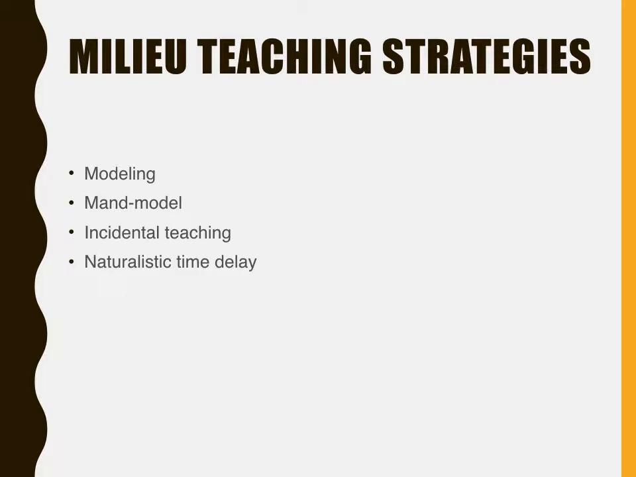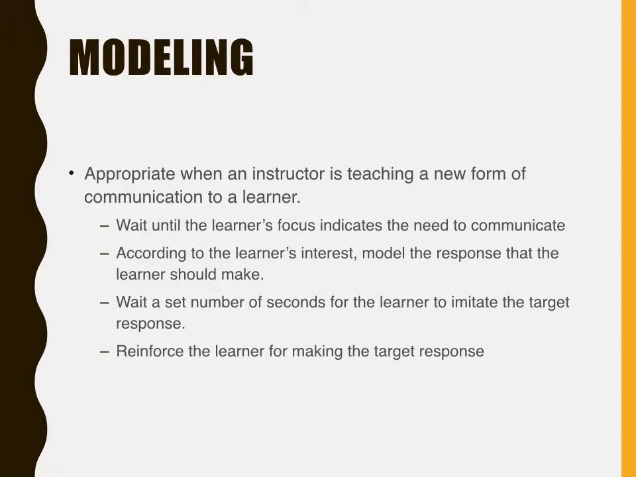As mentioned earlier, there are different types of naturalistic language strategies. Those include modeling, mand model, incidental teaching, and naturalistic time delay strategies. The first one is modeling. The modeling procedure is appropriate when a teacher is teaching a new form of communication to a student. For example, the goal may be to teach a student to ask for a drink rather than crying to indicate being thirsty. So the steps include the following.